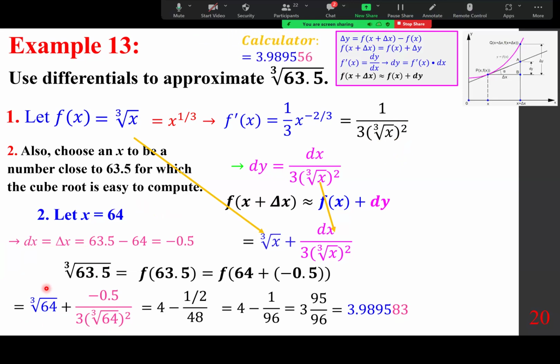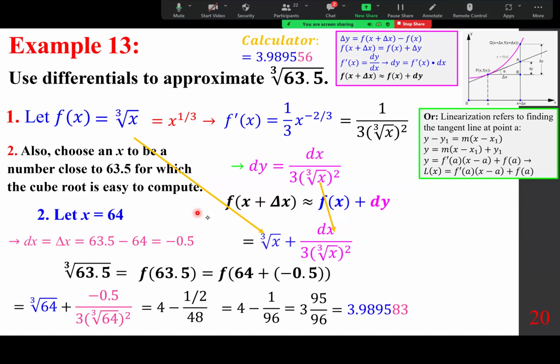Now, if you put that into a calculator, the first 4 digits are the same. See, 1, 2, 3, 4. And if you want to stop here, you have to change it to 6. That's how close it is, because 0.5 is very small compared to 64. Remember, dx is negative 0.5. Negative or positive, in a matter of comparison, you want to see how small it is compared to that.